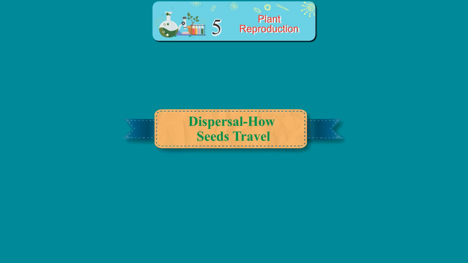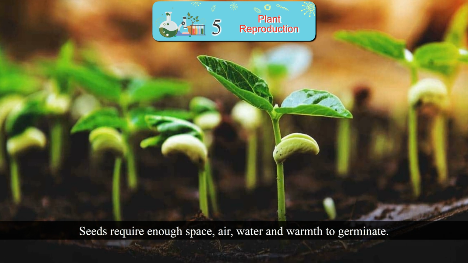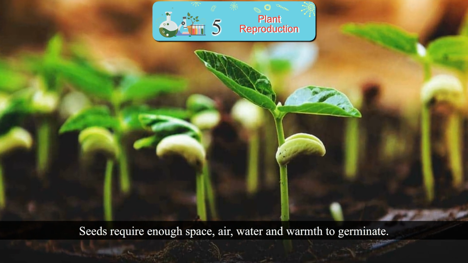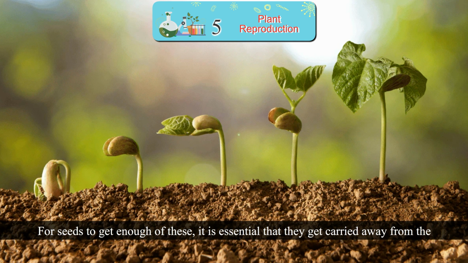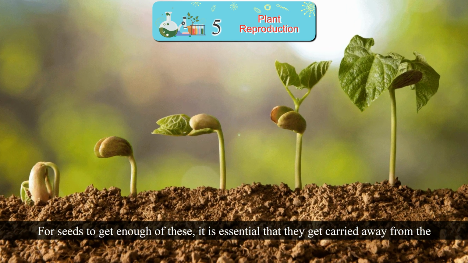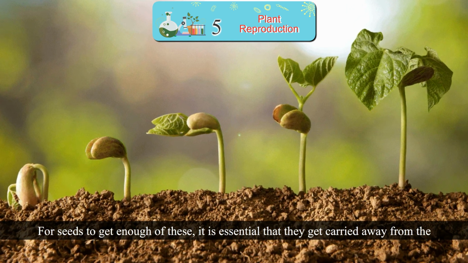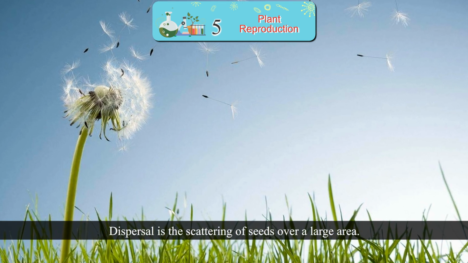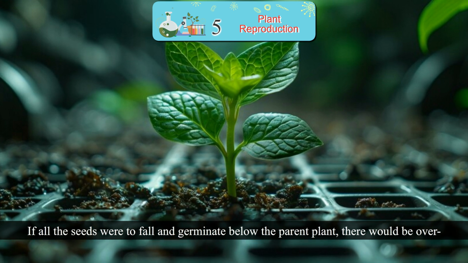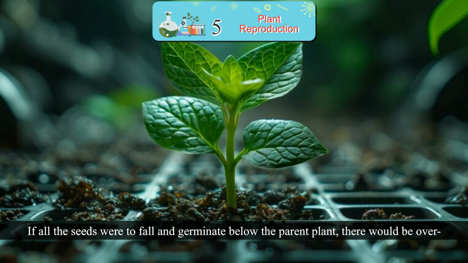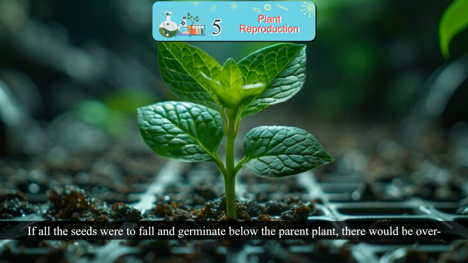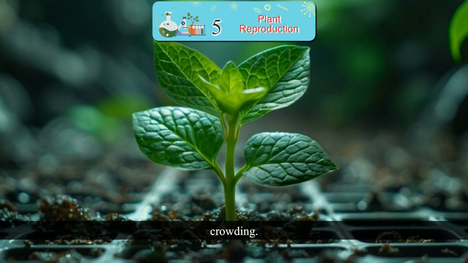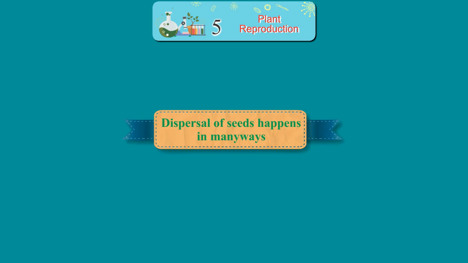Dispersal: how seeds travel. Seeds require enough space, air, water, and warmth to germinate. For seeds to get enough of these, it is essential that they get carried away from the parent plant. Dispersal is the scattering of seeds over a large area. If all the seeds were to fall and germinate below the parent plant, there would be overcrowding. Dispersal of seeds happens in many ways.